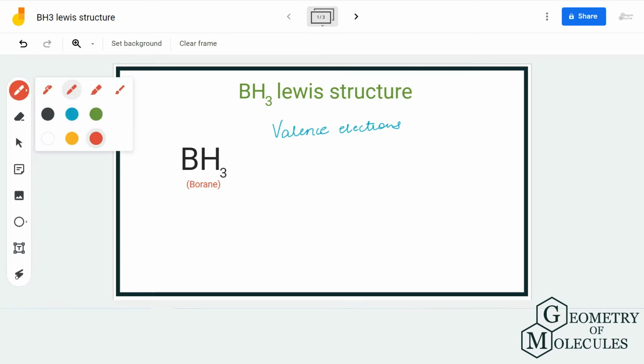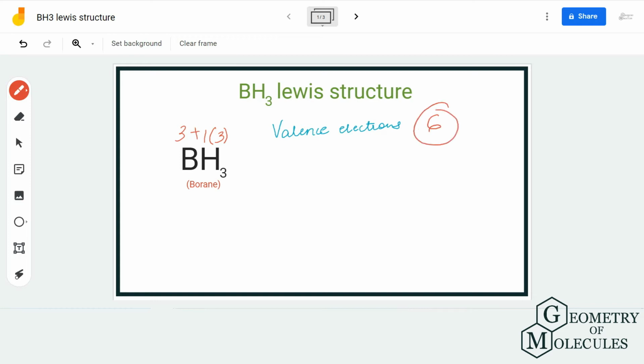So boron over here has 3 valence electrons in its outer shell, and each hydrogen atom has 1 valence electron in its outer shell. So we have 6 valence electrons for the borane molecule. Once you know the total number of valence electrons, it becomes really easy to determine the arrangement of atoms and the bonds that are formed in this structure. So now here we have 6 valence electrons for BH3.